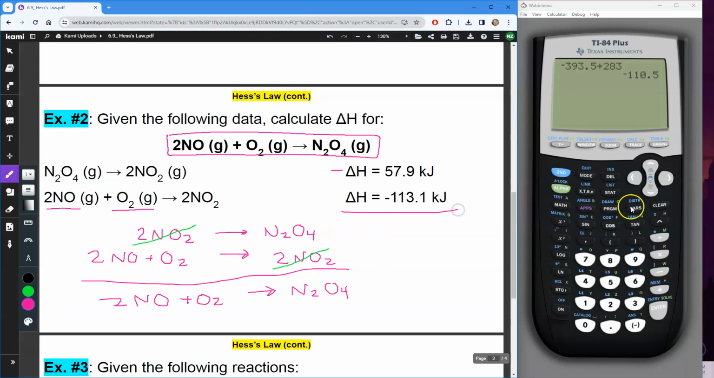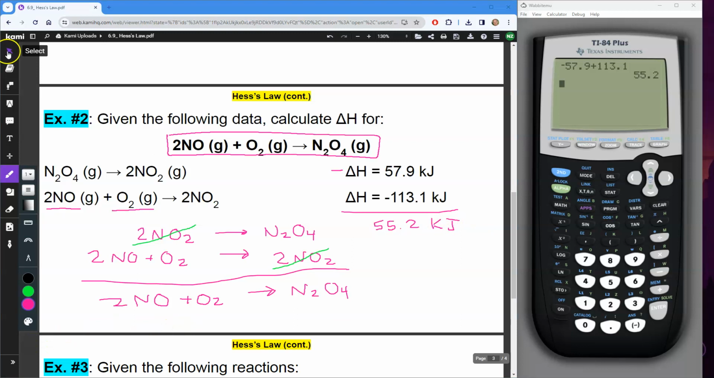So let's do the math here. Remember, we flipped the sign on the first one because we flipped the reaction. So this will be negative 57.9, and we're going to add that to 113.1, and we get a value of 55.2 kilojoules.